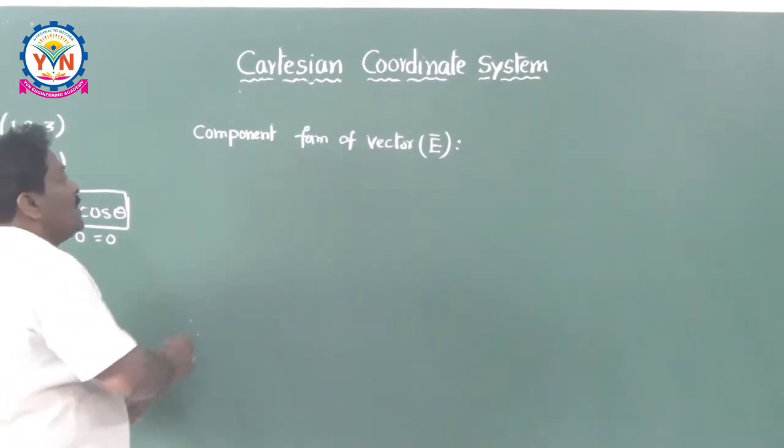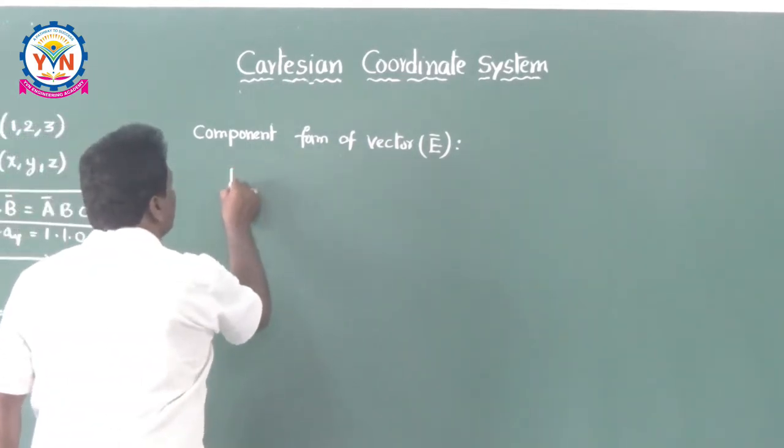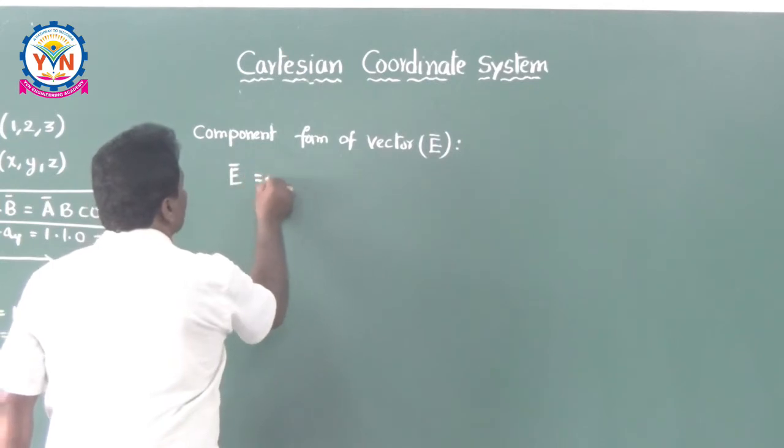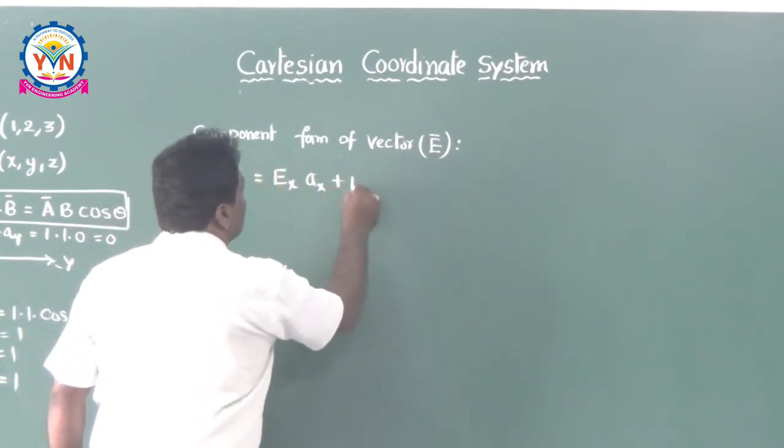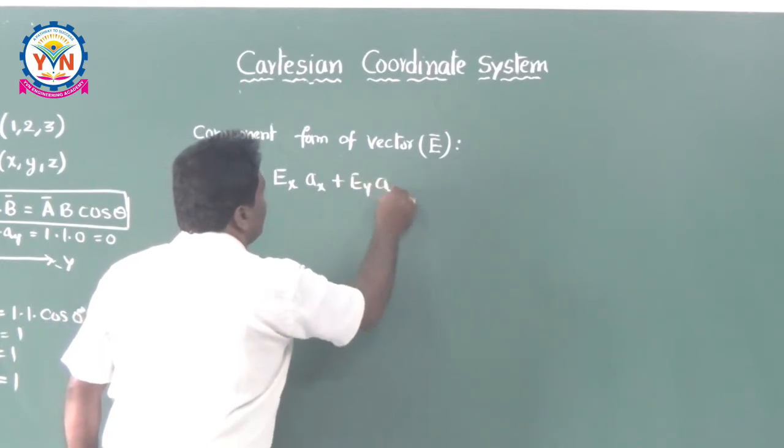Now you can say, if the component form is there, E bar is equal to Ex Ax plus Ey Ay plus Ez Az.